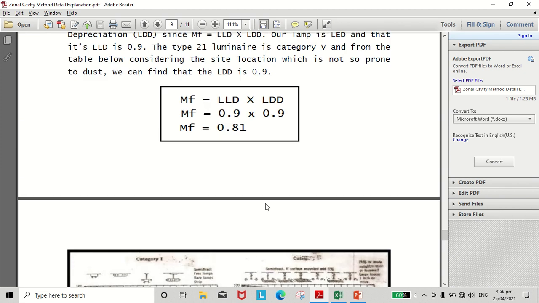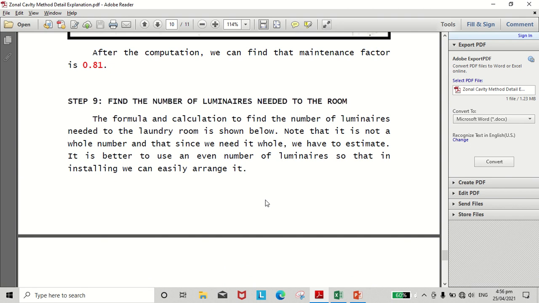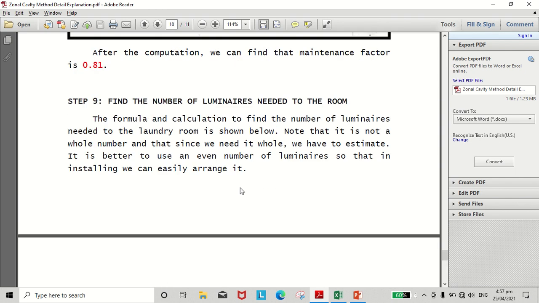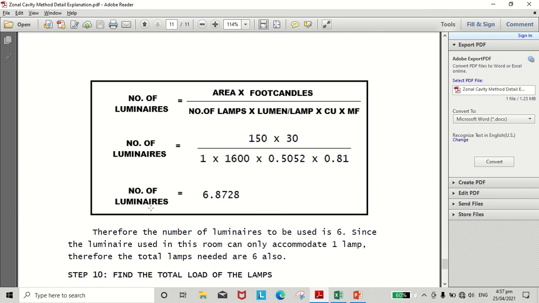Another step is to find the number of luminaires needed for the room. In order to find the number of luminaires, we have to use this calculation method, or formula. As you can see, all the required quantities here were calculated previously in the different steps, from step 1 to step 8. So in step 9, we just substitute the values, and after that we will know the required number of luminaires.